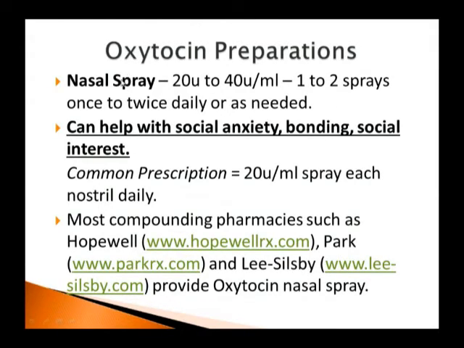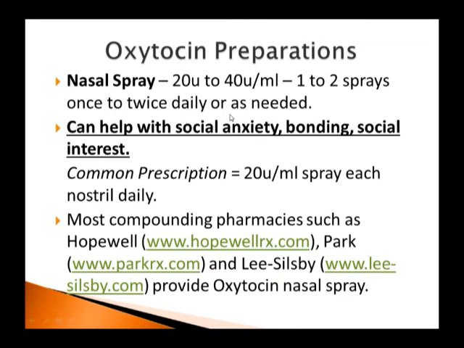And we know that early on things like nasal spray have been used. You can get these from most compounding pharmacies. This has been a therapy that's been used in grief therapy, but it also seems to have some role in helping with social anxiety, improved bonding, and social interest. Usually between 20 to 40 units per ml is a good starting dose. 1 to 2 sprays once to twice daily as needed.